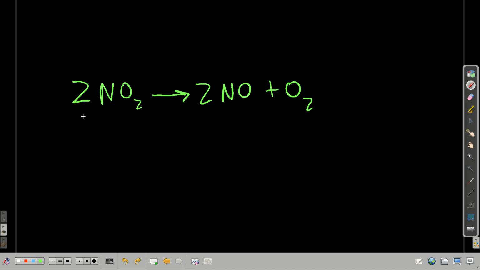But the coefficient for oxygen is 1, which means that for every 2 molecules of nitrogen dioxide that disappear, we only make 1 molecule of oxygen. So oxygen's rate of appearance will be 1/2 the rate of disappearance of nitrogen dioxide, and thus the rate of appearance of oxygen will be half the rate of disappearance of nitrogen dioxide.